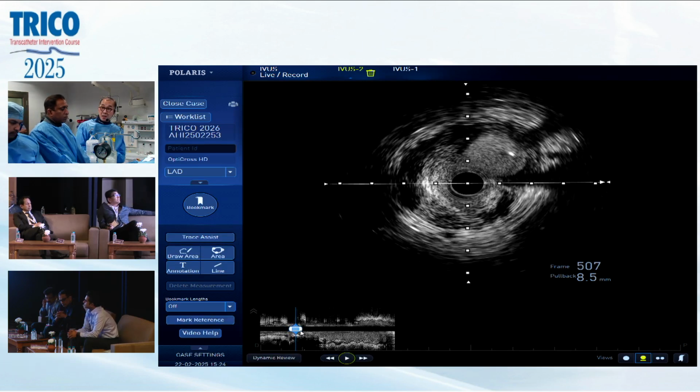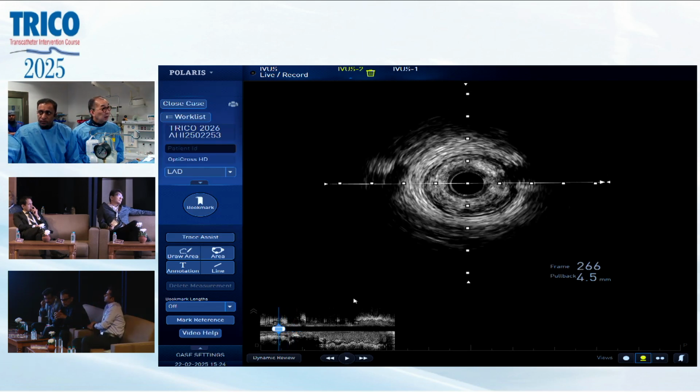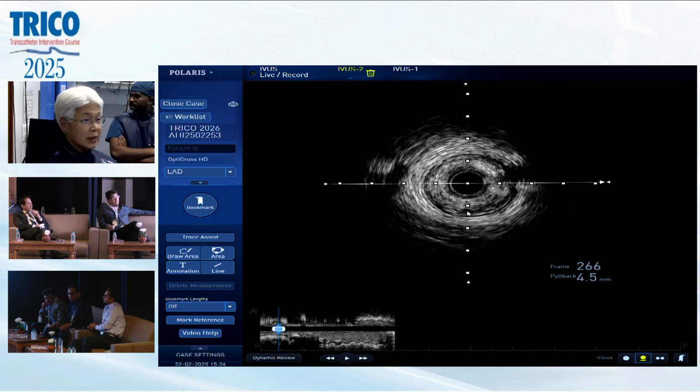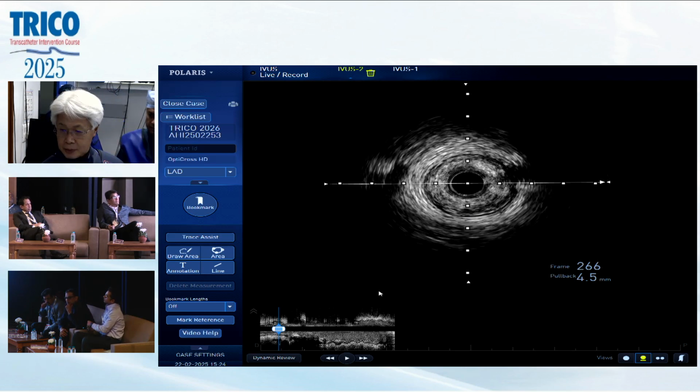So the LAD stent size will be 3.0. Dr. Akasaka, distal? Wait a moment. Distal to bifurcation, medial to medial is around 2.5. Yes, because the branch is so huge, after the branch the size decreases suddenly, right? Can you try quarter size? 2.75.